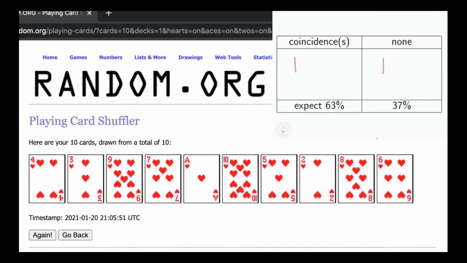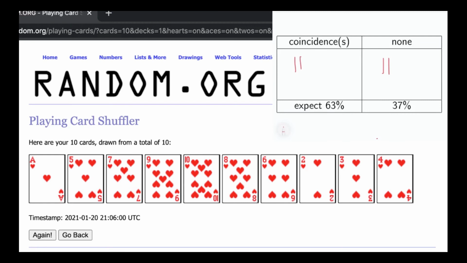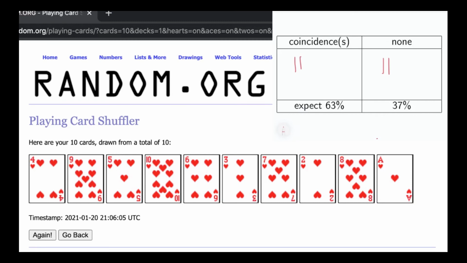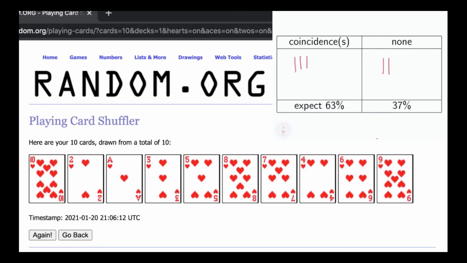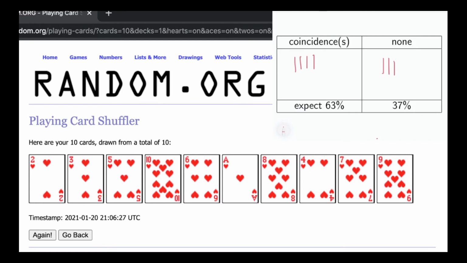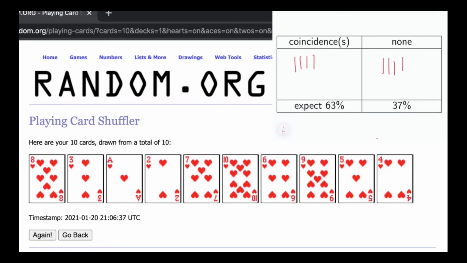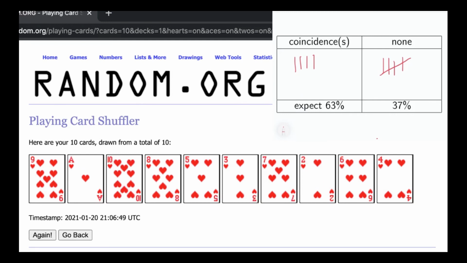Anyway, let me go on and draw again. Try and be a bit quicker now. 1, 2, 3, 4, 5, 6, 7, 8, 9, 10. No coincidence. Again. 1. Coincidence with the ace. 1, 2, 3, 4, 5, 6, 7. Coincidence with the 7. 1, 2. Coincidence with the 2. I only need 1 coincidence. There may be others, but I don't care. No coincidence. No coincidence. So it's 4 all, actually, at the moment. The derangements are winning, which is not quite what the maths predicts, but it should even out in the long term.